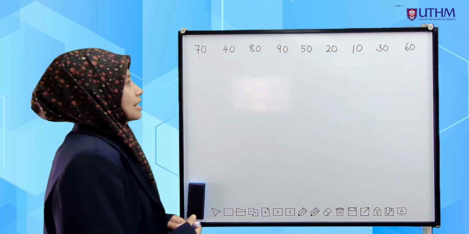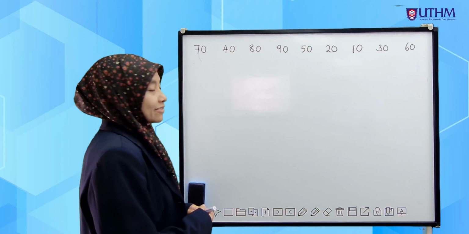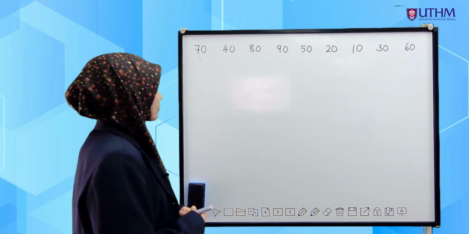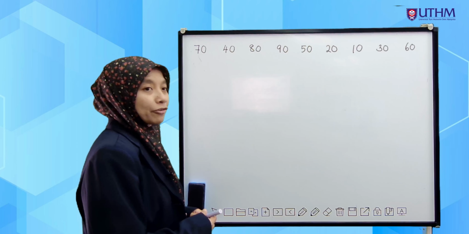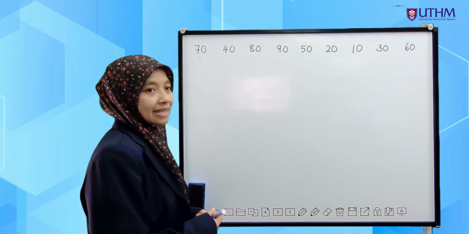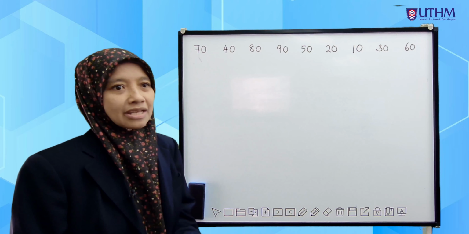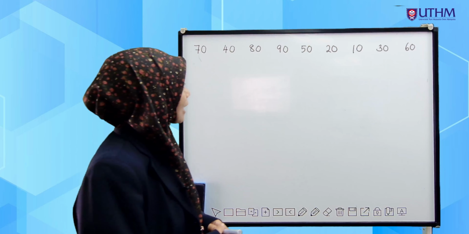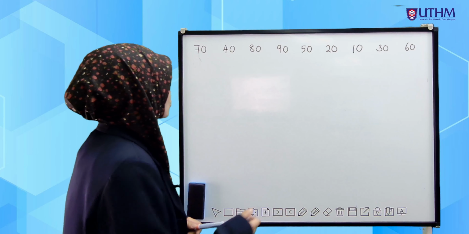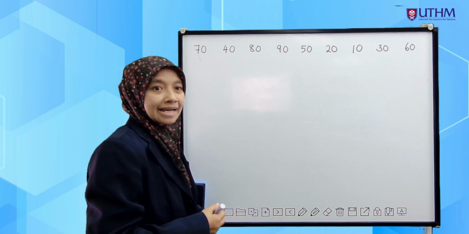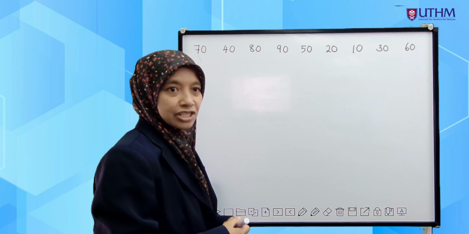Today, we will cover the topic on sorting. For the first algorithm, I will demonstrate the application of selection sort. Assuming that we have these values in our array: 70, 40, 80, 90, 50, 20, 10, 30, and 60. Initially, all of these values are not in sorted order. Our ultimate goal today is to sort these values in ascending order using selection sort.